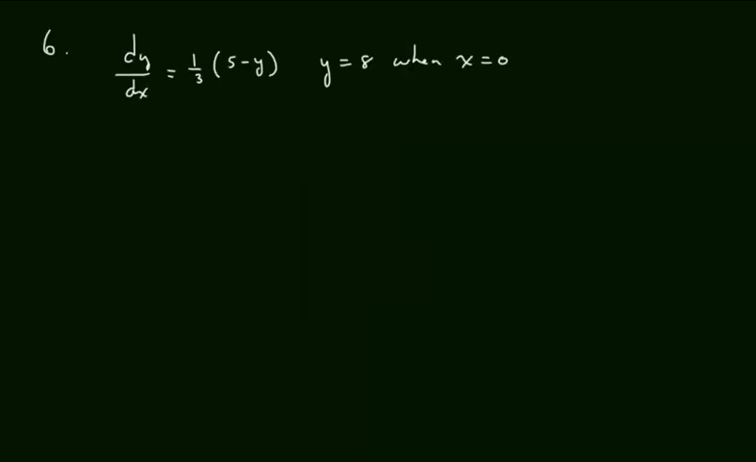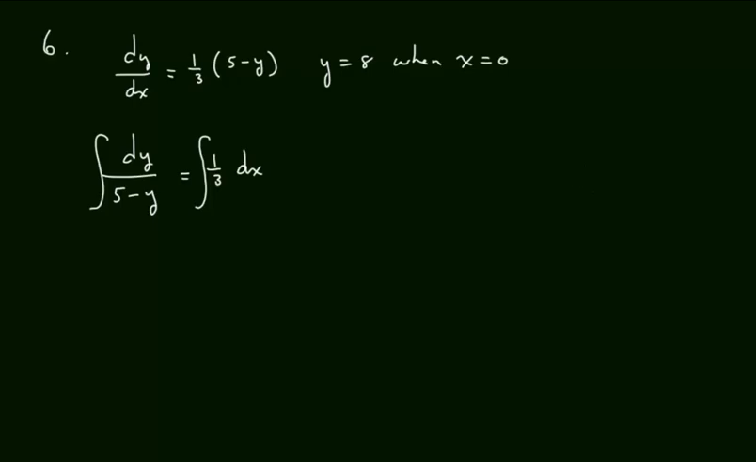Okay, here we go. Example number 6. So now I have dy over 5 minus y equals 1/3 dx. That is a successful separation of variables. I'm going to integrate both sides. Please be ultra careful here. I should have you do this without my assistance first.